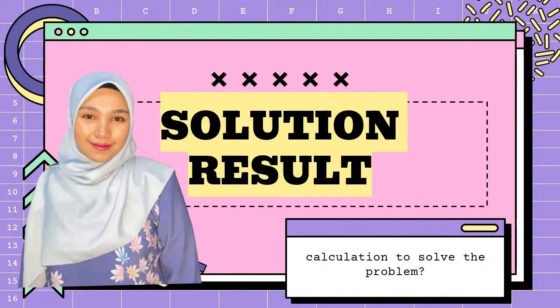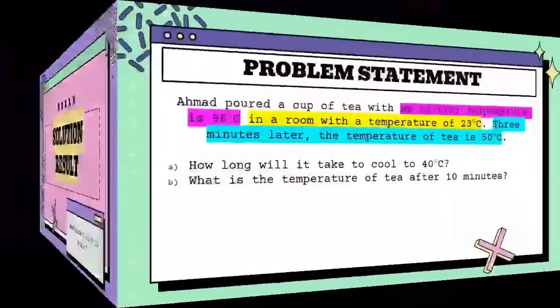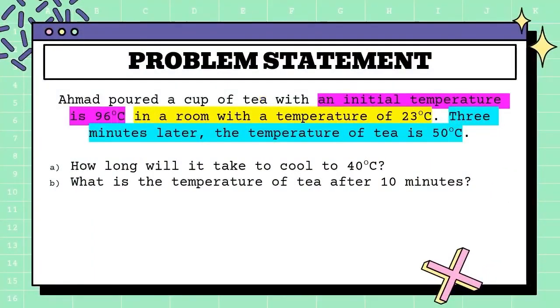Hi, I am Athirah Syafiqah. I will conduct the solution result. Before we go through the calculations, I will read again the problem statement. Ahmad poured a cup of tea with an initial temperature of 96 degrees Celsius in a room with a temperature of 23 degrees Celsius. 3 minutes later, the temperature of tea is 50 degrees Celsius. So the questions are, how long will it take to cool to 40 degrees Celsius, and what is the temperature of tea after 10 minutes?